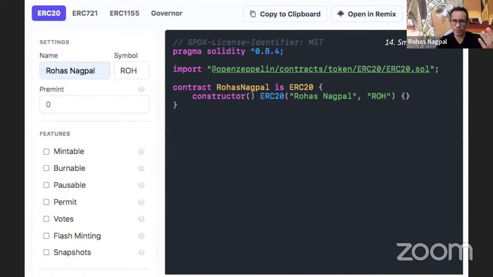Just go to OpenZeppelin. They have a wizard. Go there, enter the name of your token. I've just put my name. Enter a symbol. I've just put ROA. It says, do you want a pre-mint? We'll come back to that.